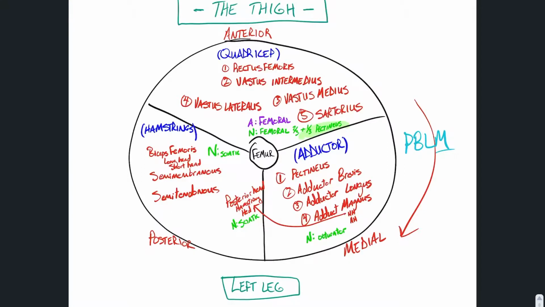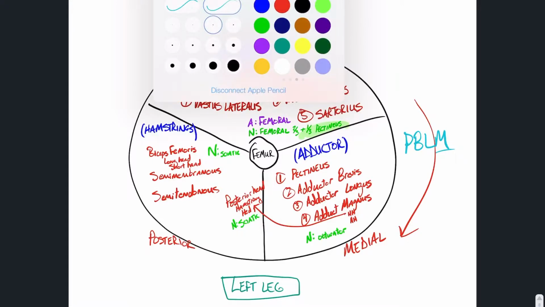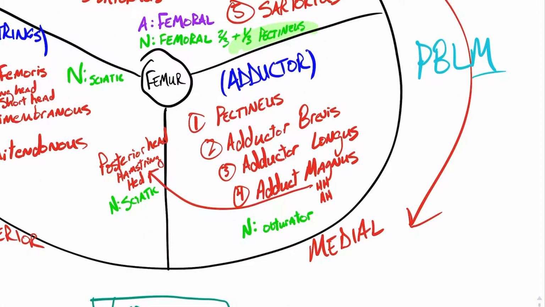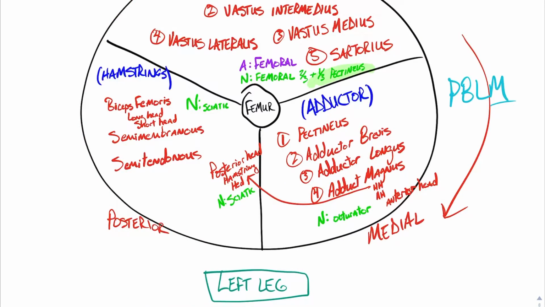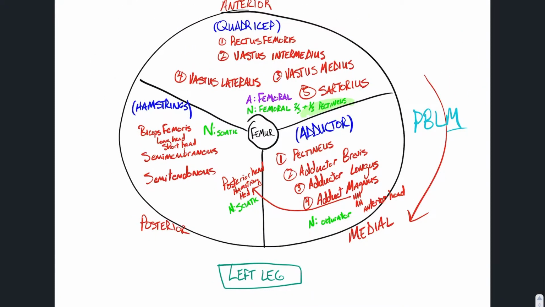Now the magnus has what? It has 2 heads. It has a hamstring head, and it has an anterior head. And I didn't write that in the first go around, so I'm going to add that in right now. We have an anterior. This is the worst spelling ever. A-N-T-E-R-I-O-R, head. Innervated by what? He's the smooth obturator. That's right, the obturator nerve on the medial side.